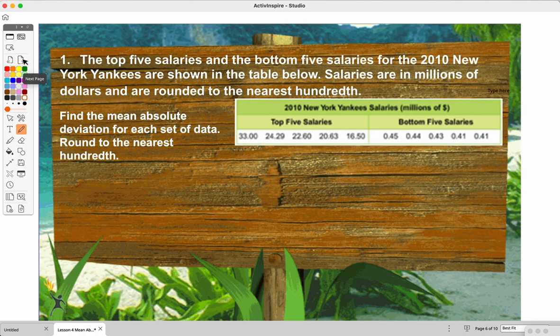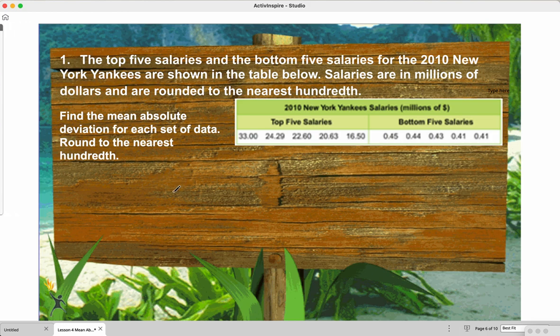All right, now, this next problem is set to figure out the top 5 and bottom 5 salaries of the 2010 New York Yankees. The salaries are in millions of dollars and rounded to the nearest hundredth. Find the mean absolute deviation of each data set. And really the key to this is to have a conversation about why we compare them. So I'm going to go ahead and jump in and talk about how to get the answers. And then we're going to discuss what we're having, okay?